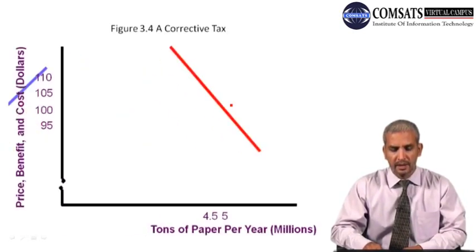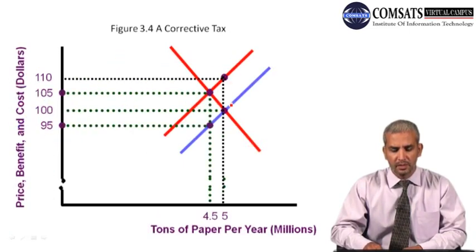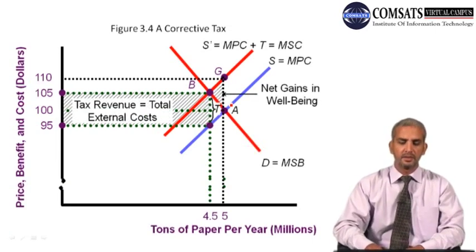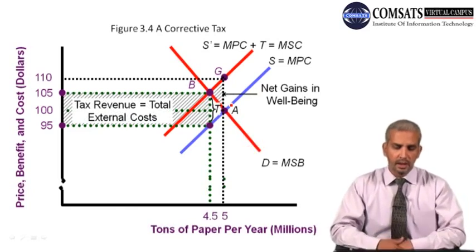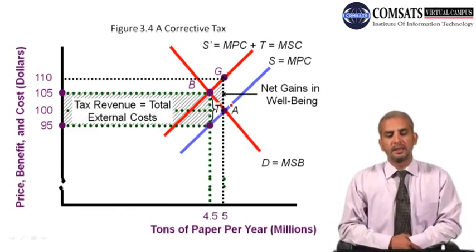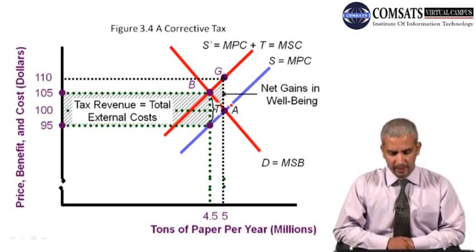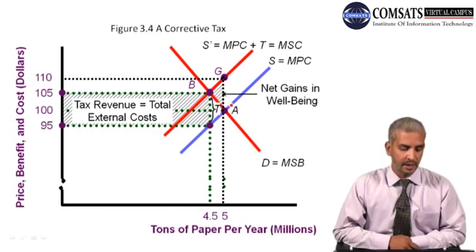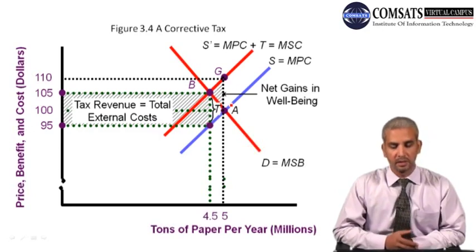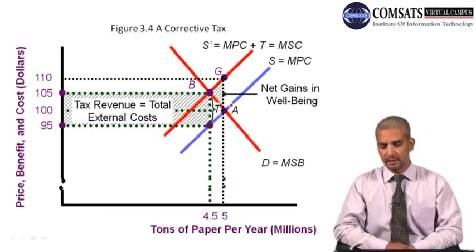Now, here is a graphical example of the same case which we discussed earlier, and at that time I specifically mentioned that we would come to internalizing this externality. One of the ways to internalize a negative externality is a corrective tax, for example. In this graph, on the x-axis there are tons of paper being produced per year, and then there is price, benefit and cost in dollars on the y-axis. I would narrate the example again.